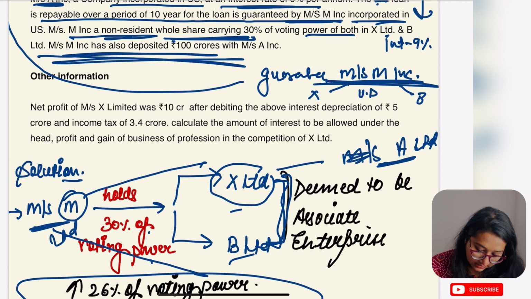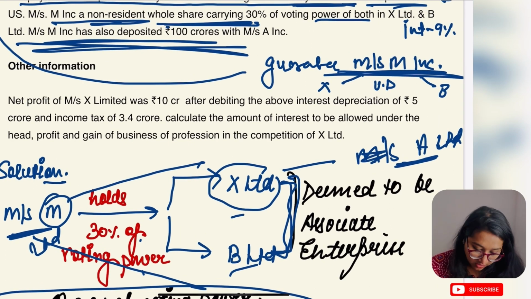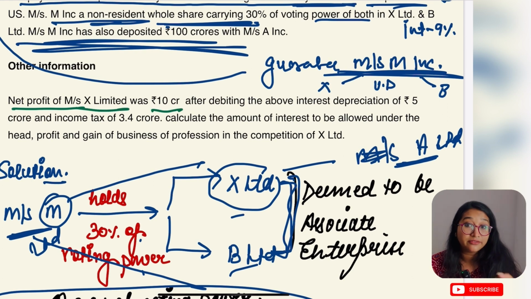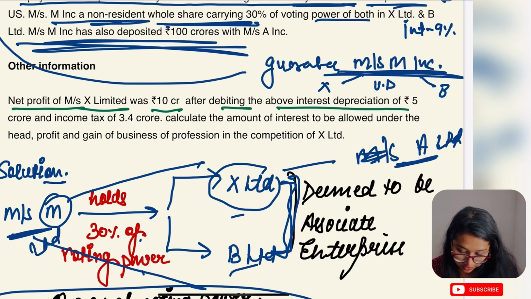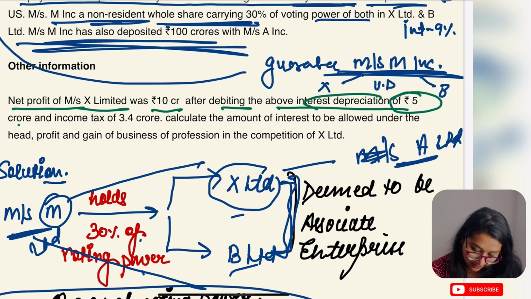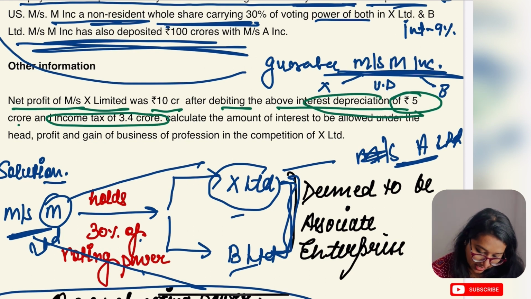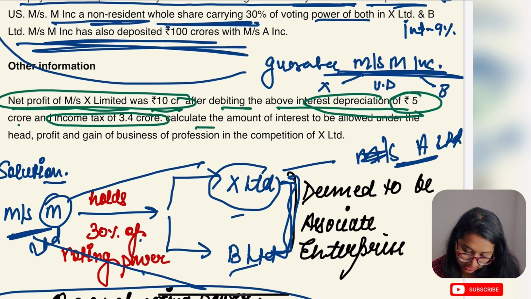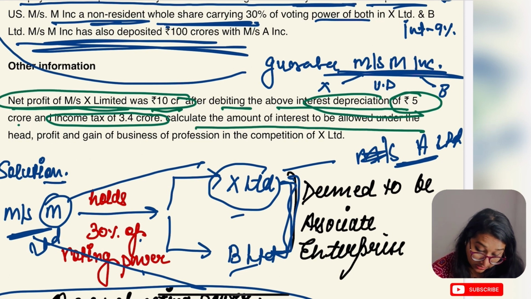Let's go for the next information given in the question, which says that the net profit of X Limited is 10 crore after debiting the above interest, depreciation of 5 crore, and income tax of 3.4 crore. Calculate the amount of interest to be allowed under the head profits and gains.